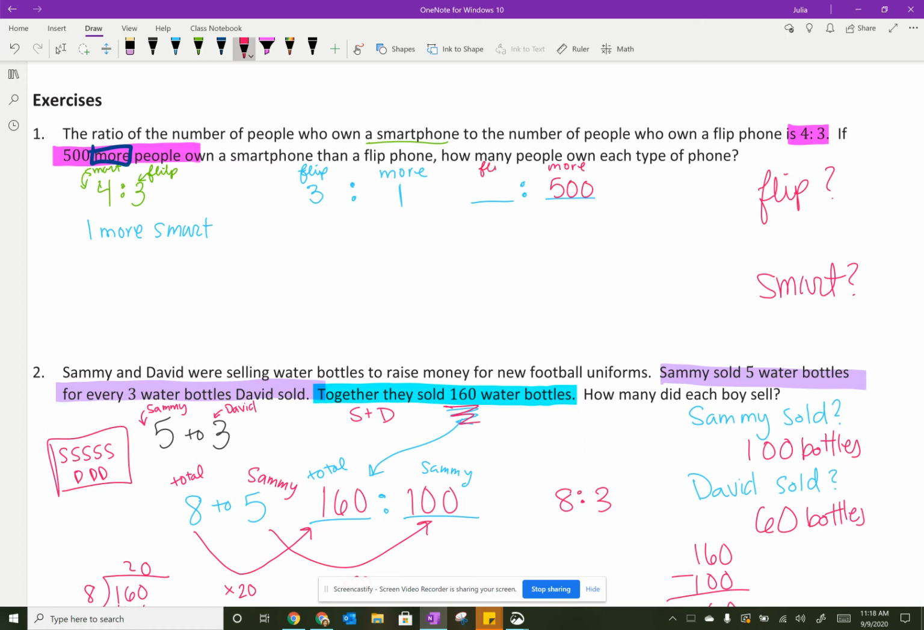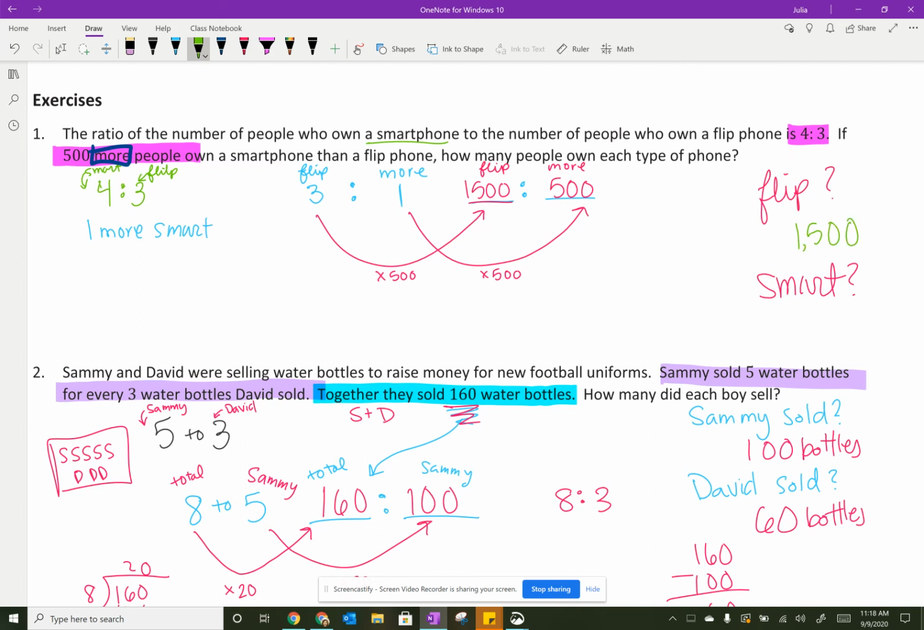And then now I'm just going to look for how many flip phones I need. So if I have 1, how do I get from 1 to 500? That's going to be multiplied times 500. And then how do I go from 3 to that blank? I also need to multiply times 500. So 3 times 500 is 1500. Awesome. So that means that over here I got 1500.